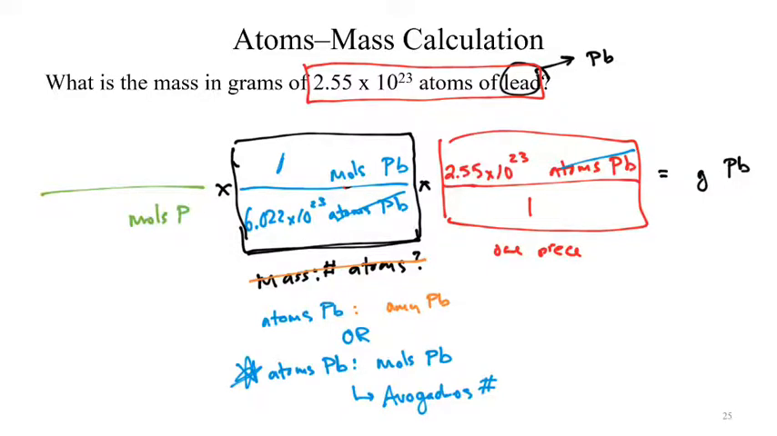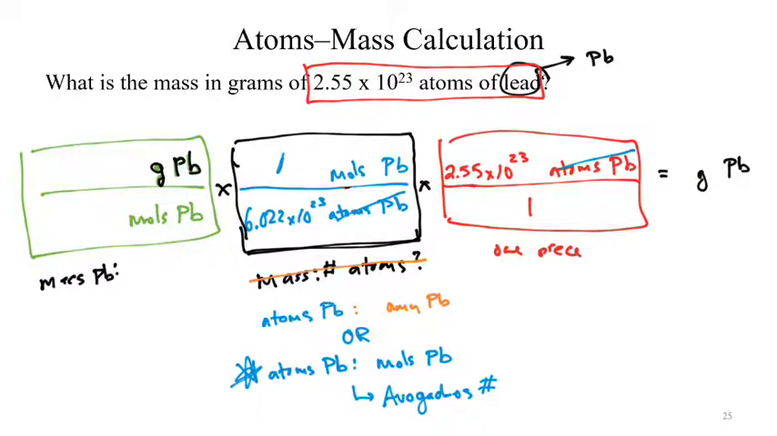Moles of lead need to become grams of lead, in our ideal scenario. If we match color coding, where do I find the mass of lead related to moles of lead? Well, that is found on the periodic table. And when I go to the periodic table to find that, I find that the mass is 207.2 grams of lead being equal to 1 mole of lead.